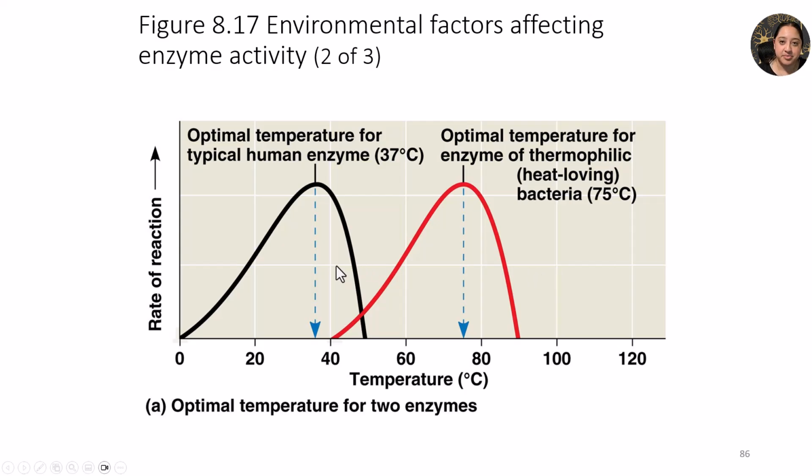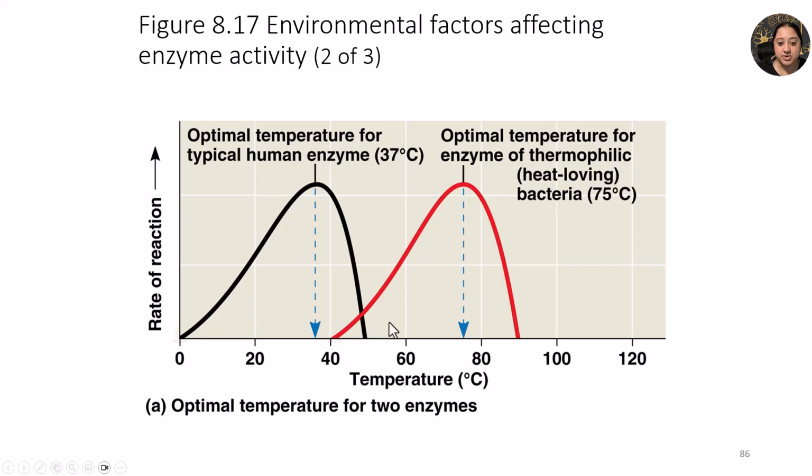So this is kind of comparing those two things. The black line on the left is showing the optimal temperature for a typical human enzyme. If you increase the temperature, the rate of reaction will increase up to a certain point, the optimal temperature, where you have the highest rate of reaction. And in human enzymes, it's going to be 37 degrees.